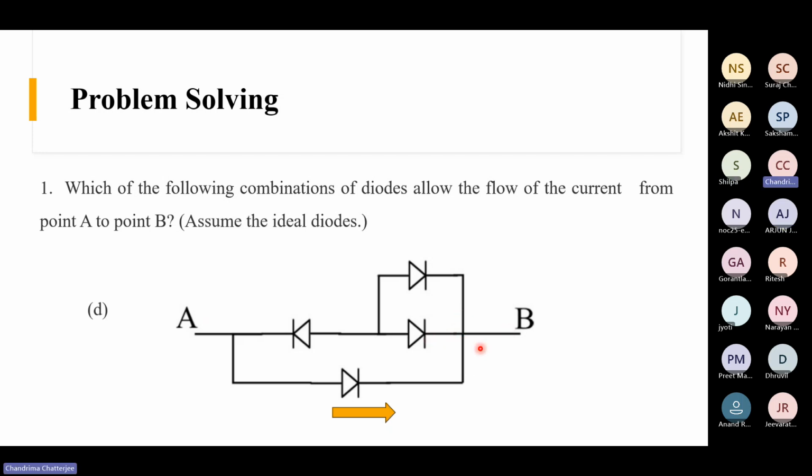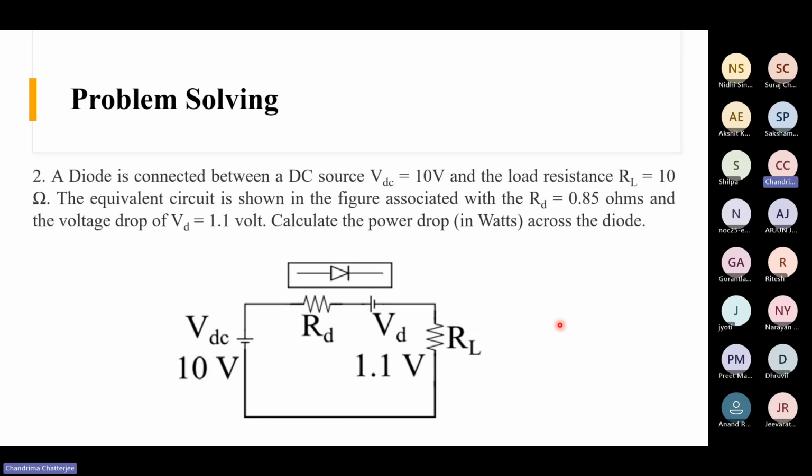Is it fine? Yes. So there are two correct options, option B and option D. Okay. So we will go to the next question.